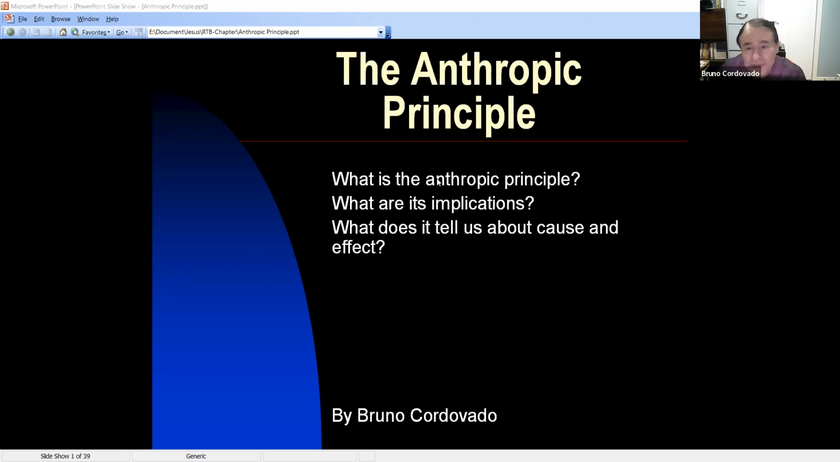And this is basically the three things I'm going to answer here. What is the anthropic principle? And what are its implications? And what does what we learn here tell us about cause and effect?